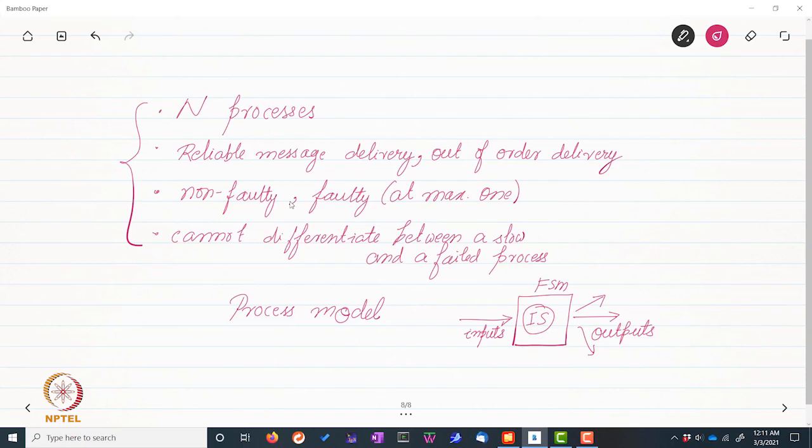Then the process goes back to sleep. So it's basically a finite state machine that is woken up by a message. In response, the internal state changes and other messages are sent out to other processes. So that is basically the model that we have.